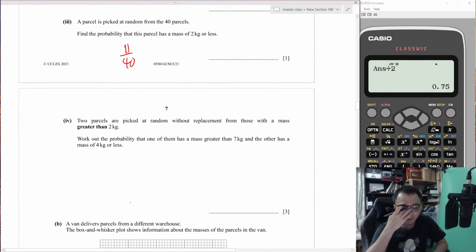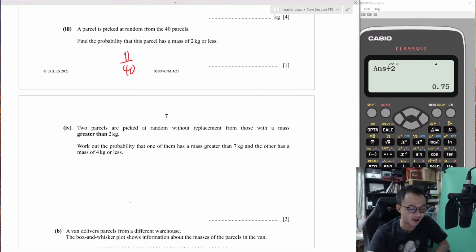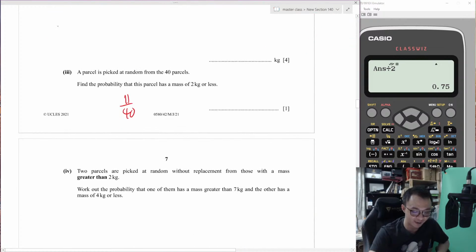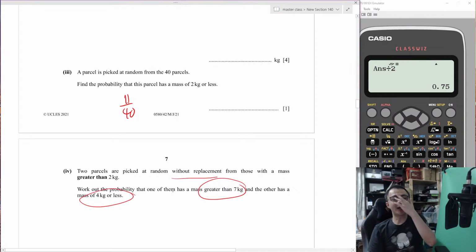Okay, 2 parcels are picked at random without replacement from those that have a mass greater than 2 kg. Right now, your sample space is only greater than 2 kg, which is from 2 to 4, 4 to 7, and 7 to 12. All these are greater than 2 kg. From the yellow color one, the first one, they want greater than 7. The second one, they want less than 4. And here is without replacement, which basically means I take one parcel out already and I won't put it back.